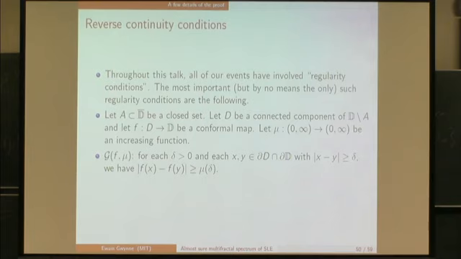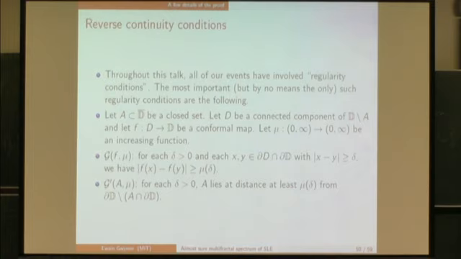So first is the event script G of F mu, which roughly speaking is the event that if we've got two points x and y which are sufficiently far apart, then F does not map these two points too close together. Hence the name reverse continuity condition. It's saying that if two things are not too close together, then their images are not too close together, which is kind of like the dual notion of continuity in some sense. And then second, we define this event script G prime of A and mu to be the event that A doesn't get too close to the boundary of the disk without actually intersecting the boundary of the disk.